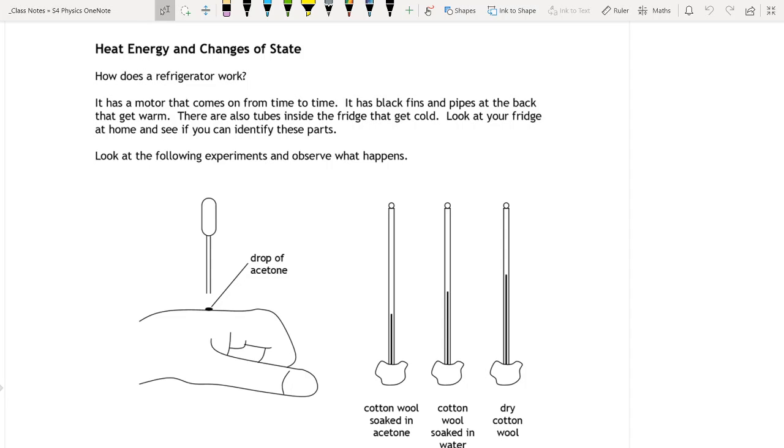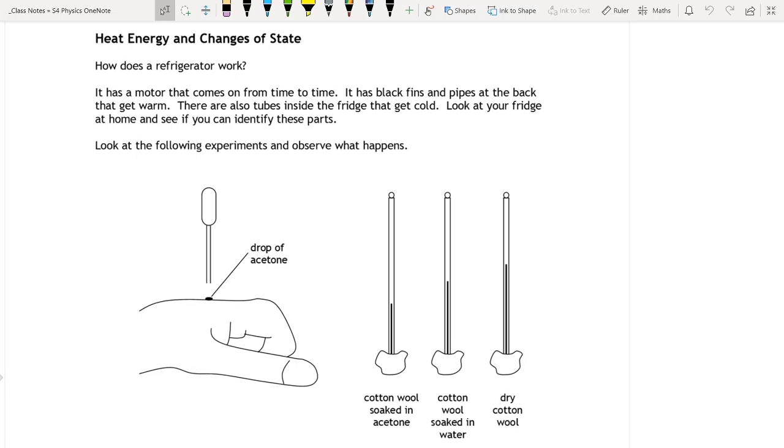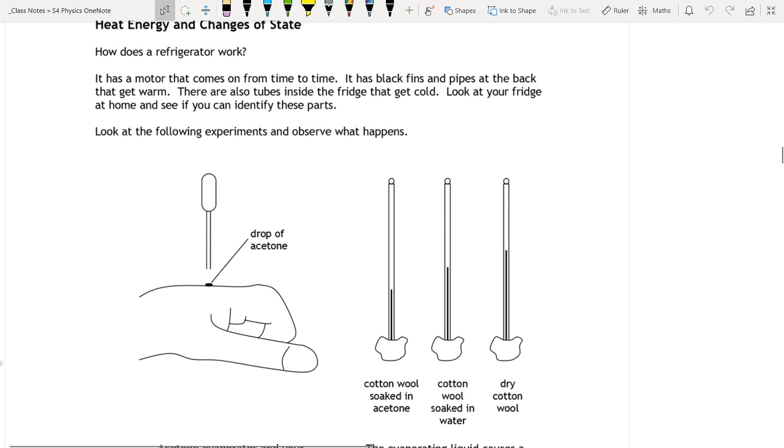We're going to look a little bit later at how a refrigerator works, because it's not as straightforward as it might seem. It has a motor that comes on from time to time. It has black fins and pipes at the back that get warm, and there are also tubes inside the fridge that get cold. At home you can have a look at your fridge and see what happens. We're going to talk about why that happens.